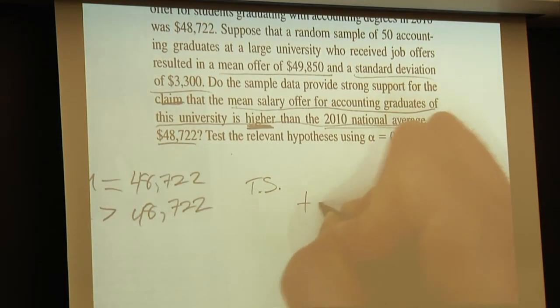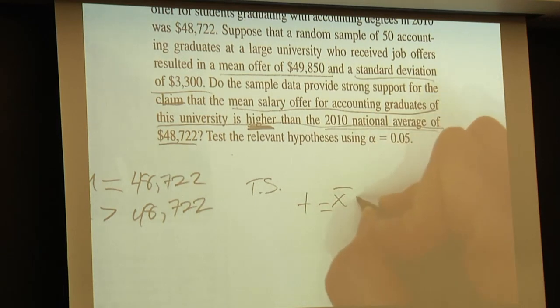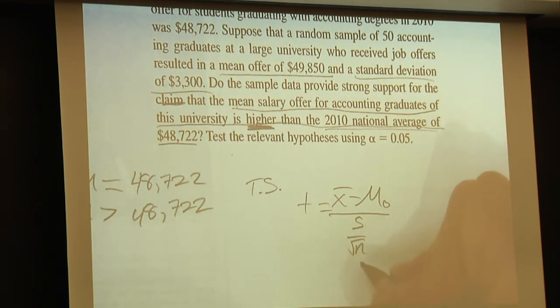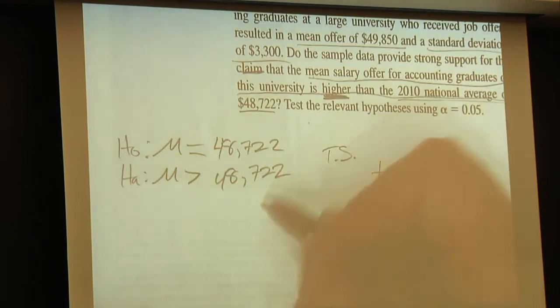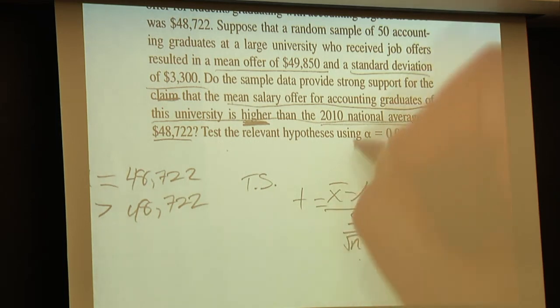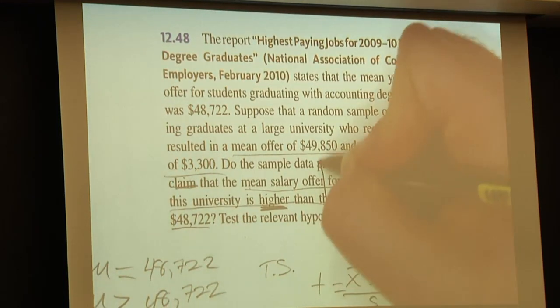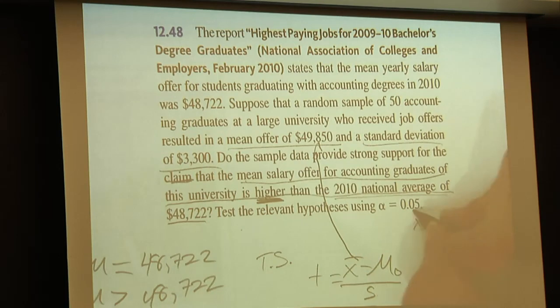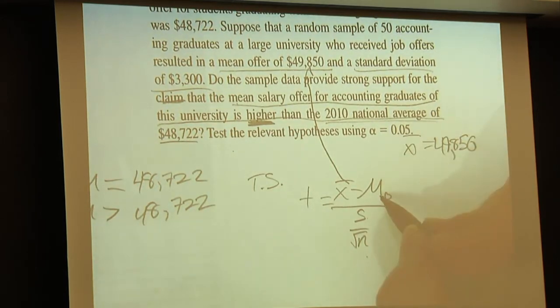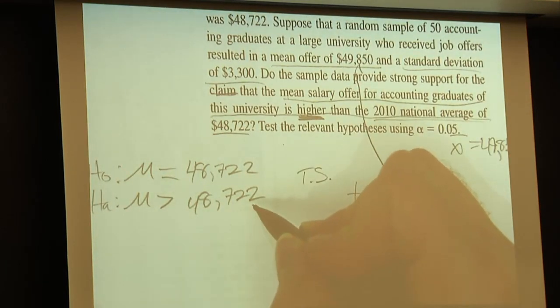And for this, we'll have t equaling x bar minus mu naught over s over root n. Sample standard deviation, our sample size, right? And this mu naught, that's basically what we have sitting right here. The x bar is the sample mean. So they looked at the sample, right, and they got a mean of that. That's your x bar, 49,850. Okay? So we've got that. Now we're just going to plug and chug here. Mu naught, that's just what we're testing for here, the 48,722.